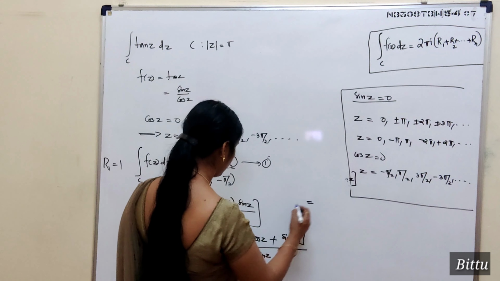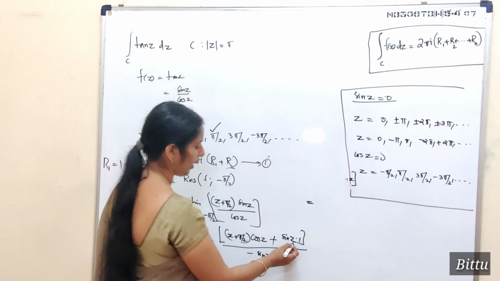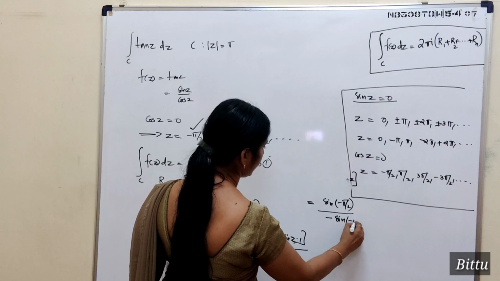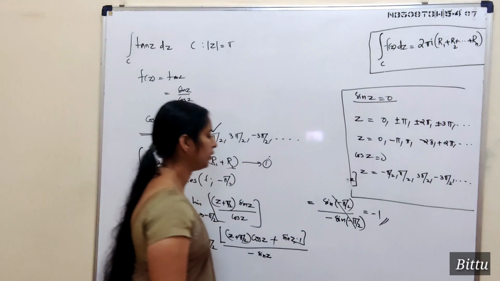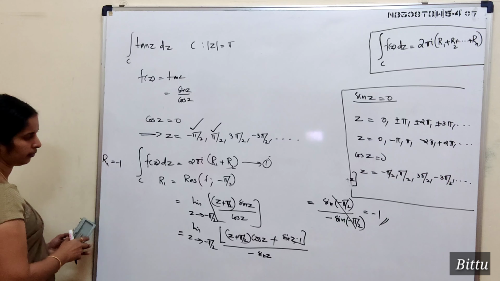So, when z equals minus pi by 2, this term will be 0. And it is sin minus pi by 2 over minus sin minus pi by 2. This will cancel, so it is minus 1. So, the residue R1 is minus 1.